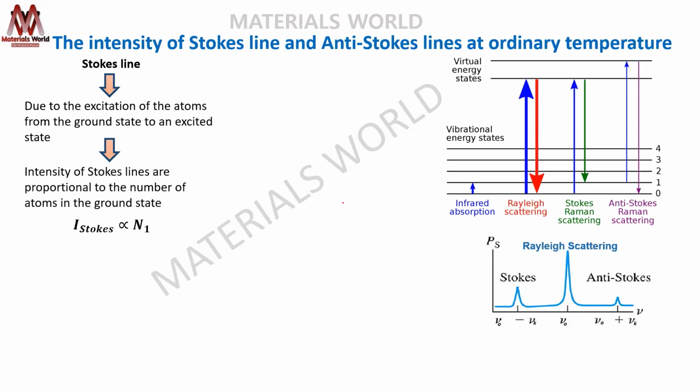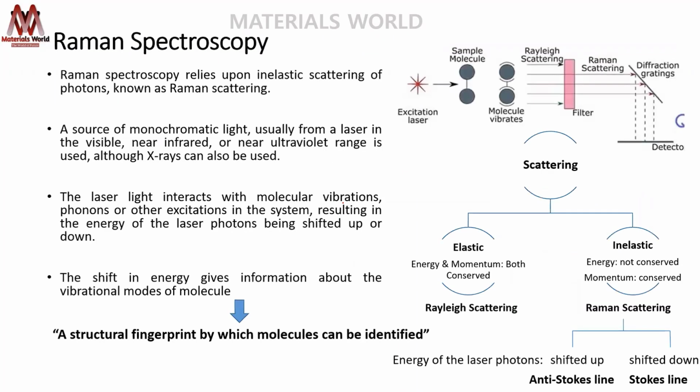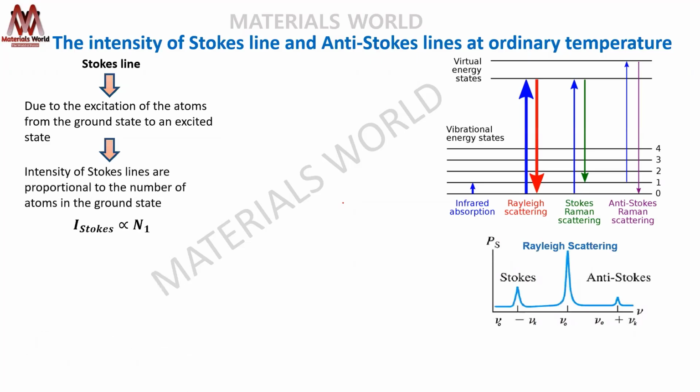more excited will come to the ground. So more emission will be there. So more Stokes line will be created. So more intensity will be there. You got my point? So higher the atoms in the ground state, more will be intensity for Stokes line. And if you see the previous, if you see, your Stokes line is always bigger than the anti-Stokes. This intensity is always bigger than anti-Stokes.